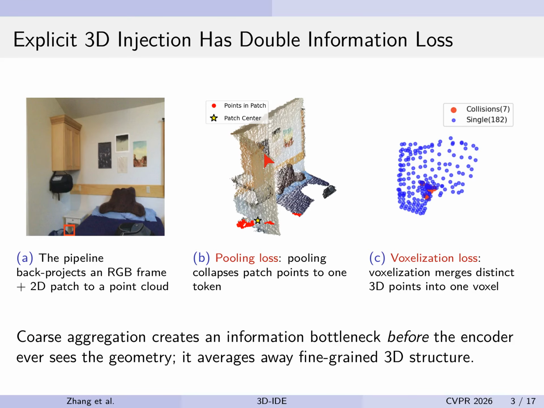Explicit 3D injection suffers from two main losses. Pooling collapses patch points to a single token, while voxelization merges distinct 3D points. The pipeline first back-projects the RGB frame and 2D patch to the point cloud, but coarse aggregation loses fine-grained 3D structure before encoding.